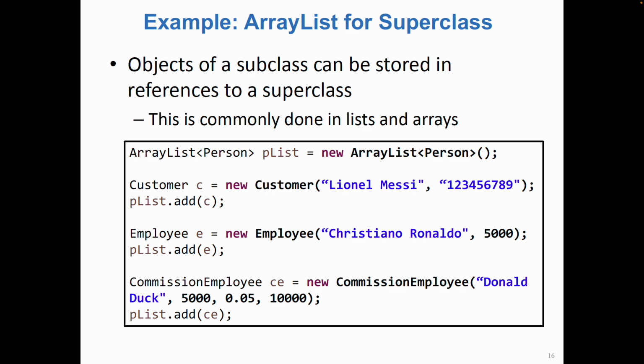Yes, you have a question? Okay. Here is one more example. Let's say that we have this person class in which customer, employee, commission employee all extend this person class. So if I want to add them in one list, I can create this array list that keeps person. And then when I create a customer object, I can add it to this list. Or I can add an employee. I can add a commission employee, and it won't give me any syntax problem, because customer is a person, employee is a person, commission employee is a person. So it is a valid statement.